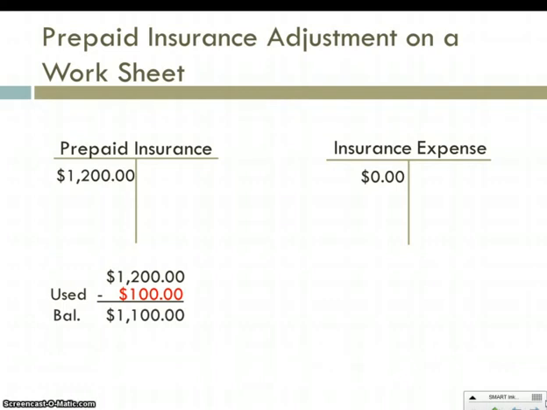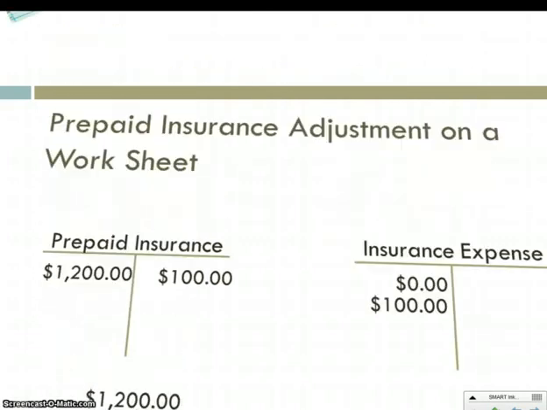So what must be done to correct the account balance? I need to decrease prepaid insurance $100 and increase my insurance expense $100. So my next question is, what is the adjustment to be made? I want to debit insurance expense for $100 and credit my prepaid insurance for $100. After I'm done journalizing and posting it, I will have a $1,100 balance in prepaid insurance.